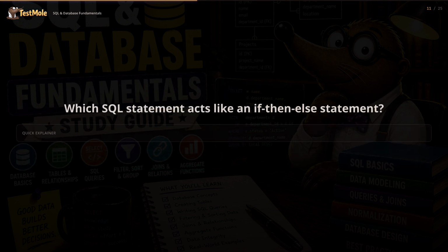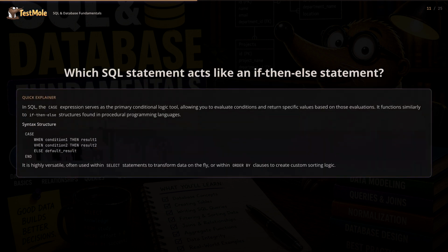Which SQL statement acts like an if-then-else statement? In SQL, the case expression serves as the primary conditional logic tool, allowing you to evaluate conditions and return specific values based on those evaluations. It functions similarly to if-then-else structures found in procedural programming languages. It is highly versatile, often used within select statements to transform data on the fly, or within order by clauses to create custom sorting logic.